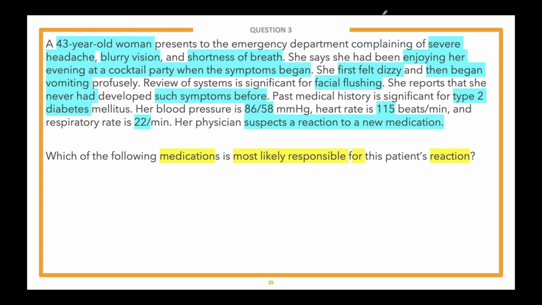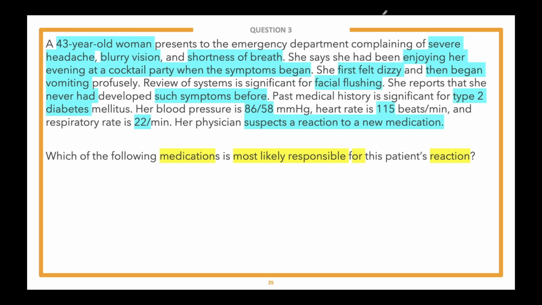They give us some more signs and symptoms. They give us some vital signs, some medical history. And then lastly, and most importantly, they say that the physician suspects a reaction to a new medication. Okay, so looking at this lead-in, which medication is most likely responsible for the reaction? I think one, we need to figure out what's going on in this patient, what's this reaction? And then two, which medication can cause that reaction? So a nice two-step question here.